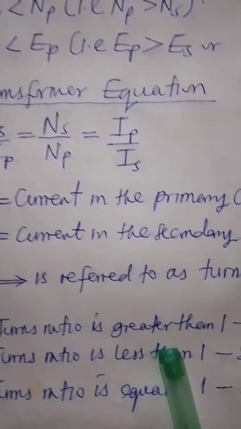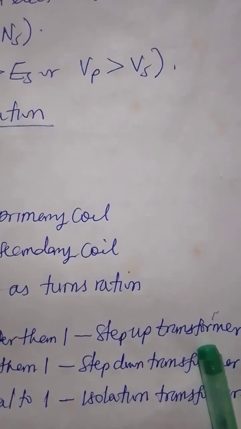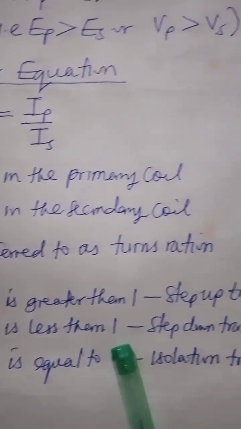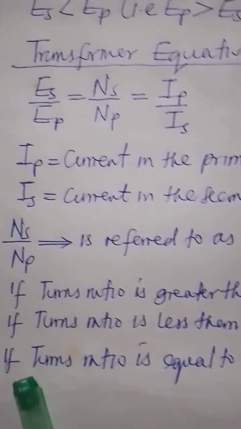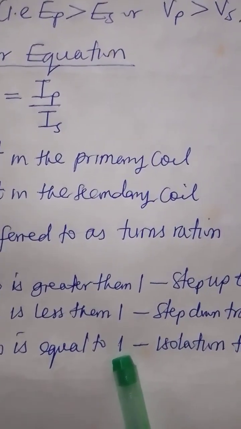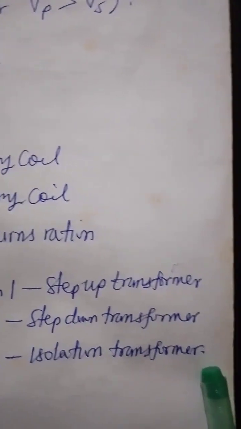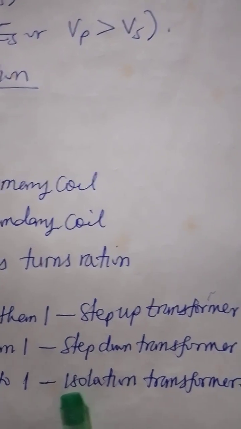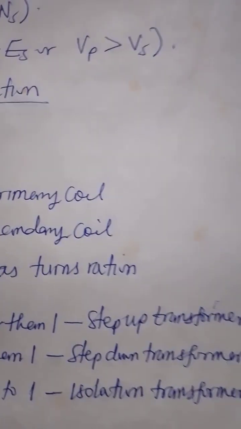If the turns ratio is greater than 1, then it is a step-up transformer. If the turns ratio is less than 1, that's a step-down transformer. If the turns ratio is equal to 1, then we refer to that as an isolation transformer. In our next lecture, we'll be looking at the meaning of what an isolation transformer is. I'll see you in part 2.